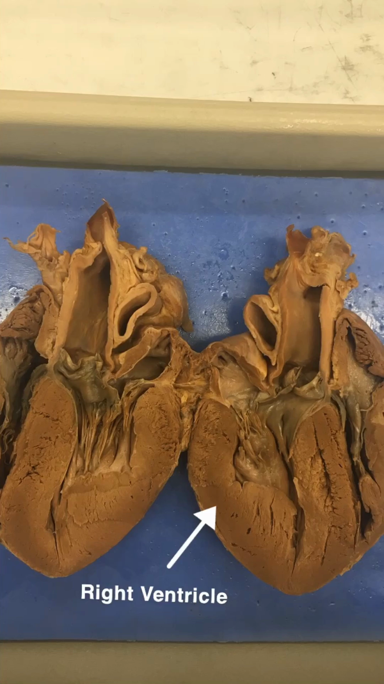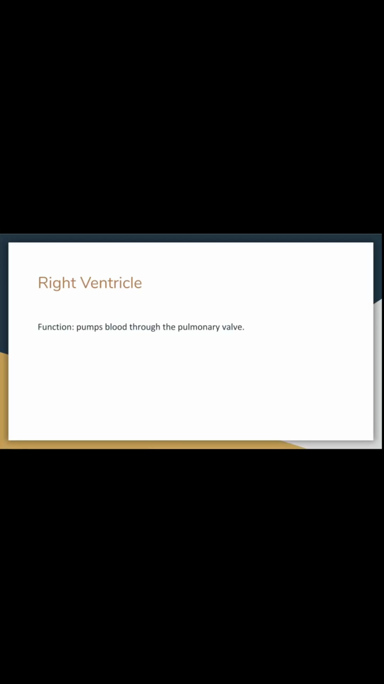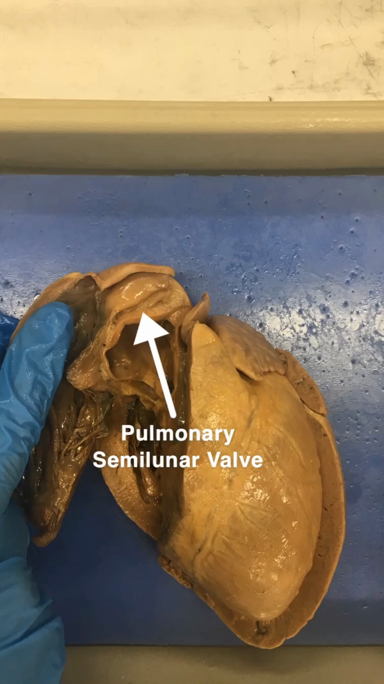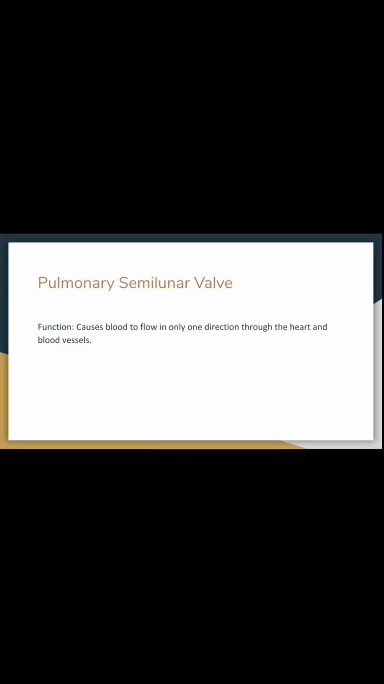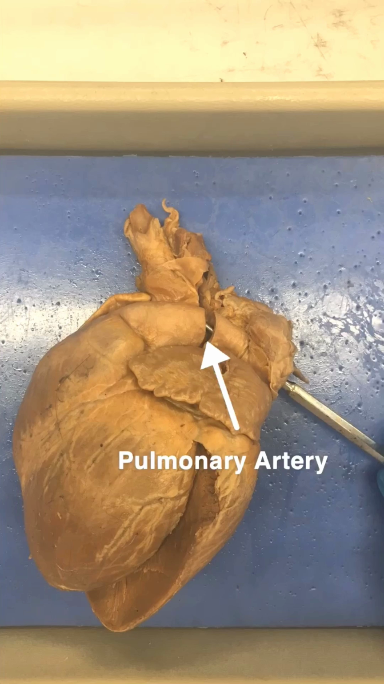The right ventricle. The right ventricle pumps blood through the pulmonary valve. The pulmonary semilunar valve. The pulmonary semilunar valve causes blood to flow in only one direction through the heart and blood vessels.